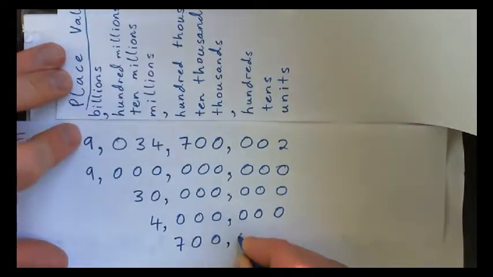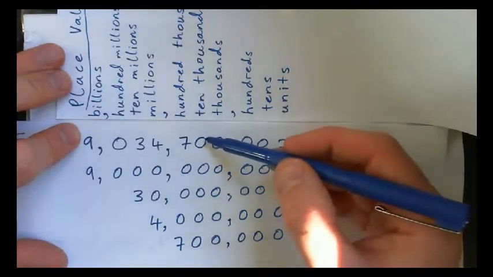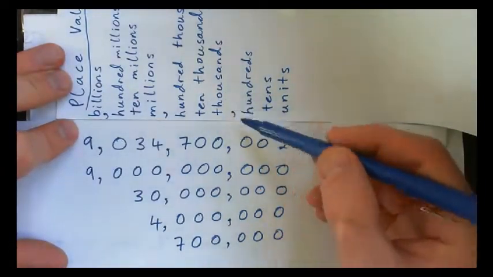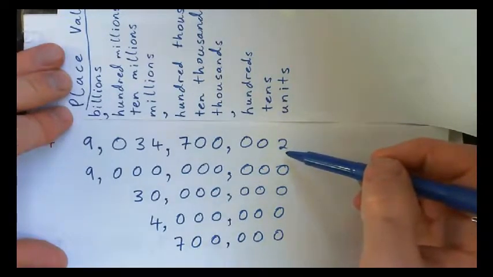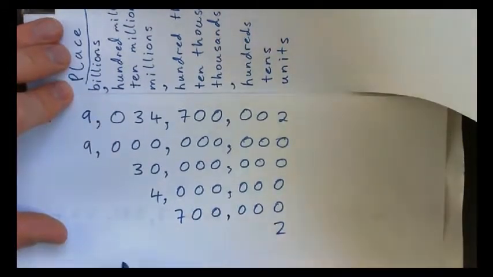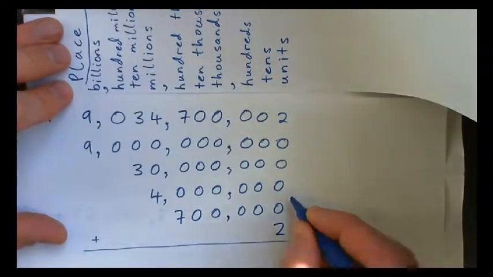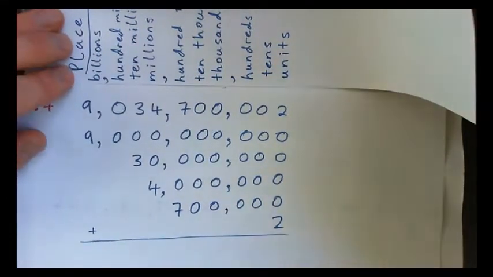700,000, right? What next? 0 10,000s, zero thousands, zero hundreds, zero tens, and how many units? Two. So you just put two there, right? Now if you add all that up, it should be the same as the number at the top. So add them all up and see if it's the same thing.